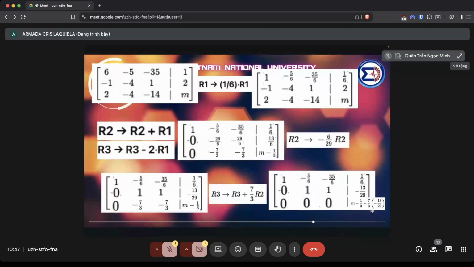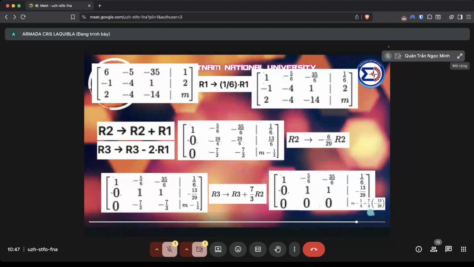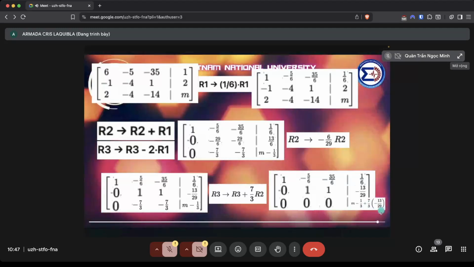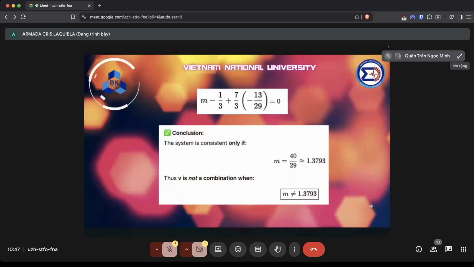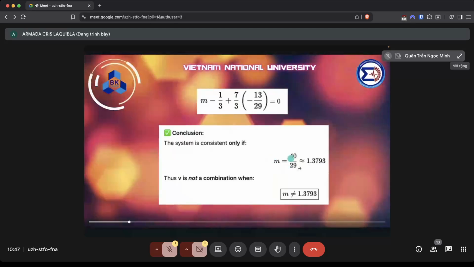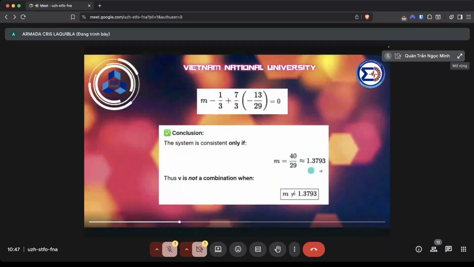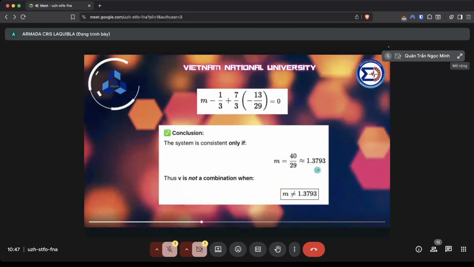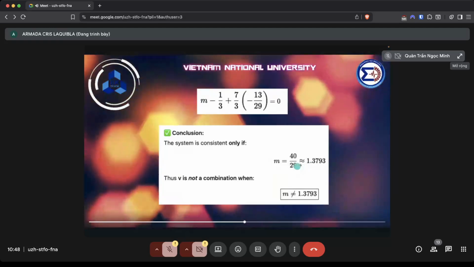So the M there must be this one, the M minus 1 third plus 7 over 3 times negative 13 over 29. This must be 0. So if that is 0, we can solve it. M is equal to 40 over 29, and it is approximately 1.3793. This one, class, is if your M is a linear combination.